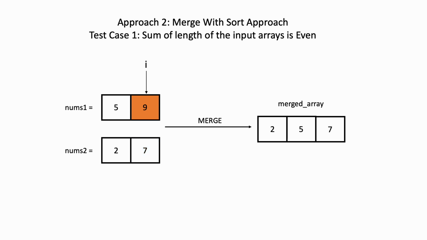Because the jth pointer reached the end of the nums2 array, we add all the rest of the elements present in nums1 to the merged array, which is only 9 in this test case. Now we have completed our merge operation. We will return the average of the middle elements in the merged array, which is 6.